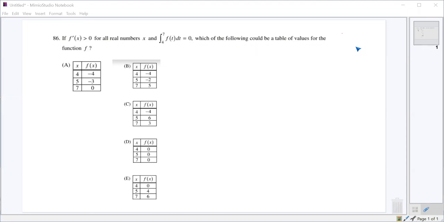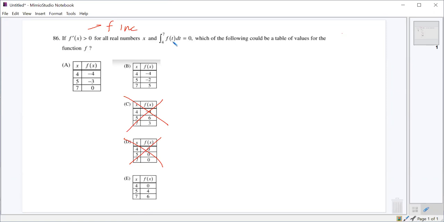So first off, if the derivative is positive, this tells us that f must be increasing from 4 to 7. So f is going from -4 to -3 to 0, so that's a possibility. -4 to -2 to 5, that's a possibility. -4 to 6 to 3, not a possibility because it starts decreasing. Choice D, 0, 0, and 0, not a possibility. And then 0, 4, and 6, those are all increasing, so that's a possibility. So we can immediately eliminate choices C and D based on the first piece of information we're given.